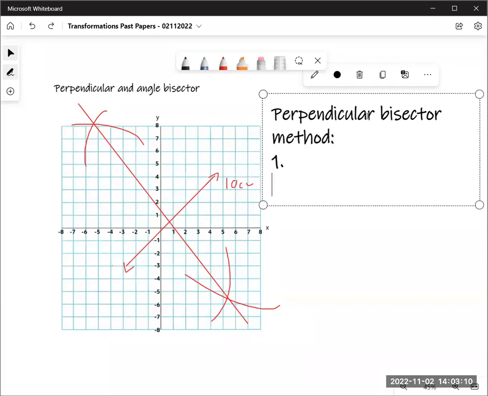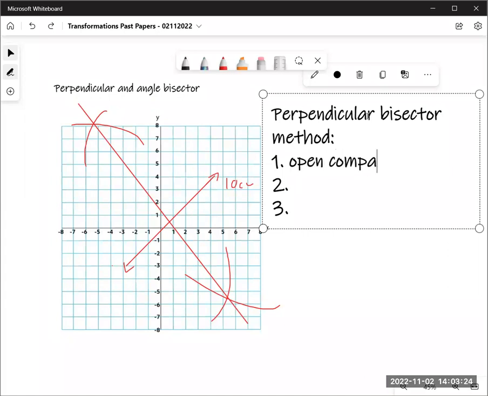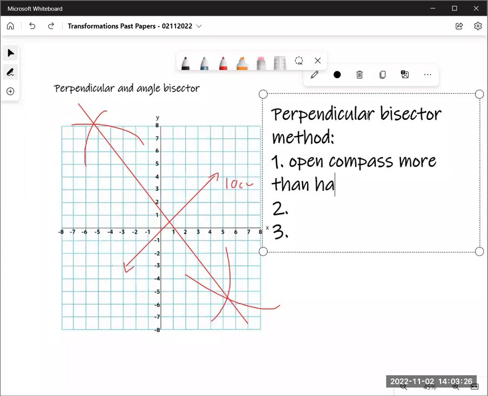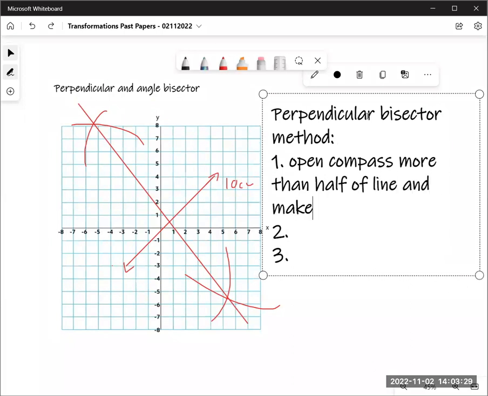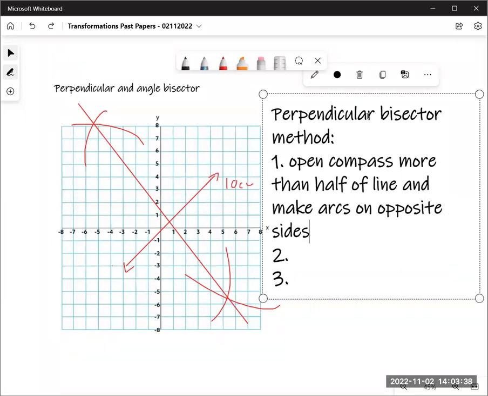Write the method in your notebook. So the first thing is, open compass more than half of the line and make arcs on, let's say, opposite sides of the line. Next thing is join arcs.